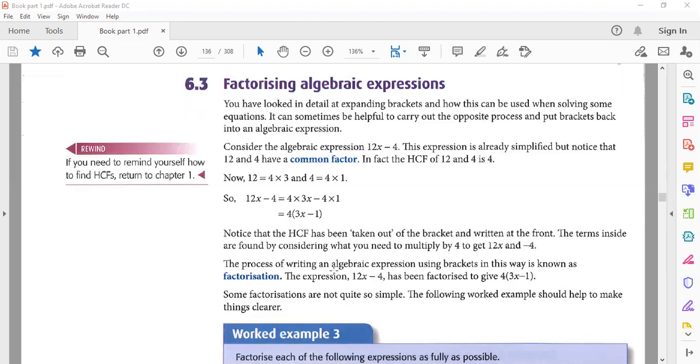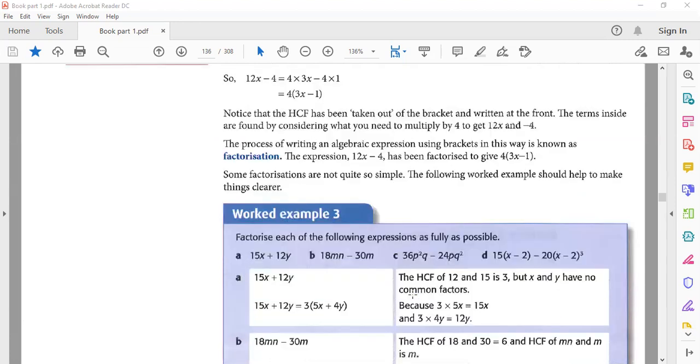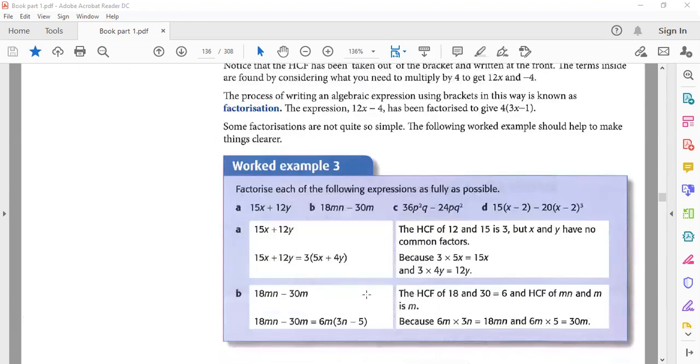Now here, next thing, the process of writing algebraic expression using bracket in this way is known as factorization. So this bracket shows that it is a factorization. So let's start doing this. Now factorize each of these following expressions as fully as possible.